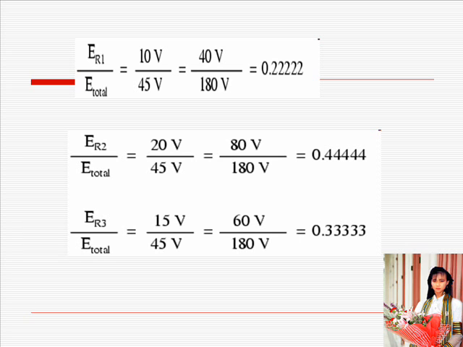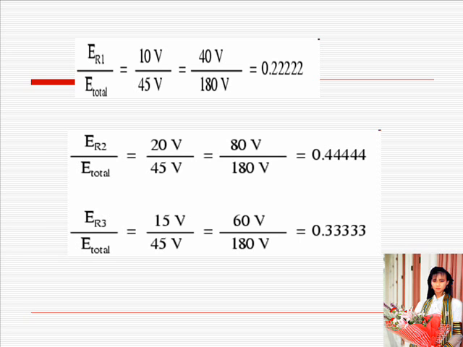With a little more observation, it becomes apparent that the voltage drop across each resistor is also a fixed proportion of the supply voltage. The voltage across R1, for example, was 10 volts when the battery supply was 45 volts. When the battery voltage was increased to 180 volts, 4 times as much, the voltage drop across R1 also increased by a factor of 4, from 10 to 40 volts.